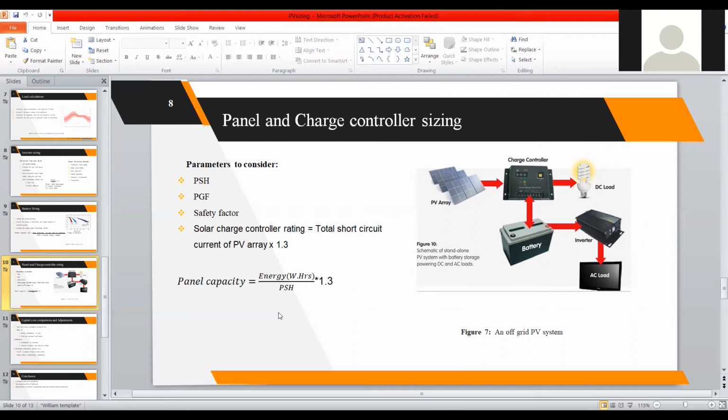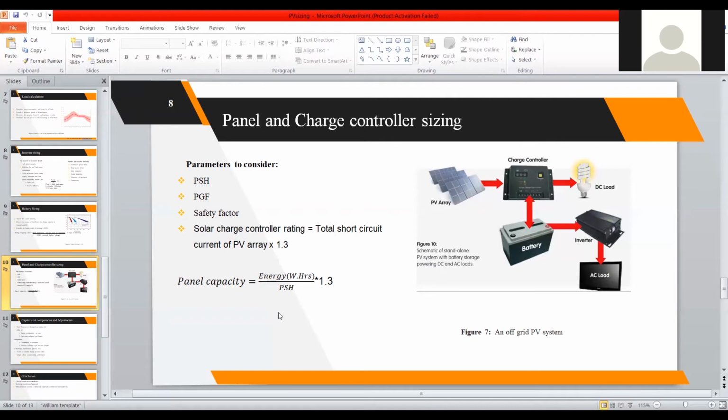And then, how do we select the charge controller? For the charge controller, you want to be very sensitive to its current rating, because it's about how much current it can actually handle from the panels. That depends on the number of strings that you have. So if I have, for example, 4 panels, and I'm putting 2 as a single string, then I have 2 strings.